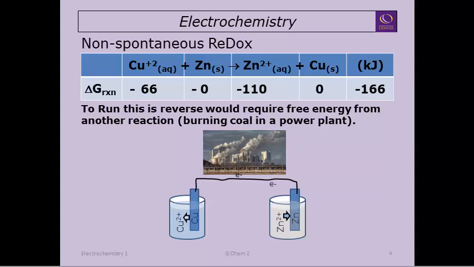So if you think about what's really going on here, without getting caught up in all the chemistry going on at the power plant, you're in essence just taking the free energy being generated at the power plant to run a reaction in reverse, to run a non-spontaneous reaction.